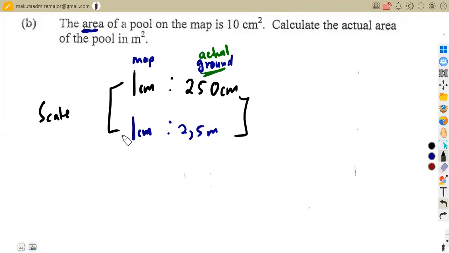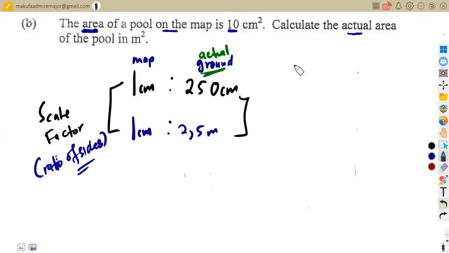We relate this according to what is in square meters, and what is in square meters is the area factor. So like I said, this here we're talking about the scale factor, which represents the ratio of sides. So we are going to need the area factor, since we are given the area on the map of 10 square centimeters and we are asked to calculate the actual area. We are going to need the area factor.